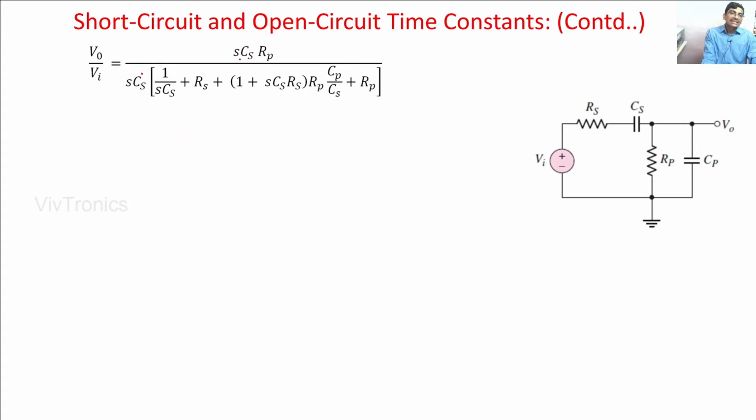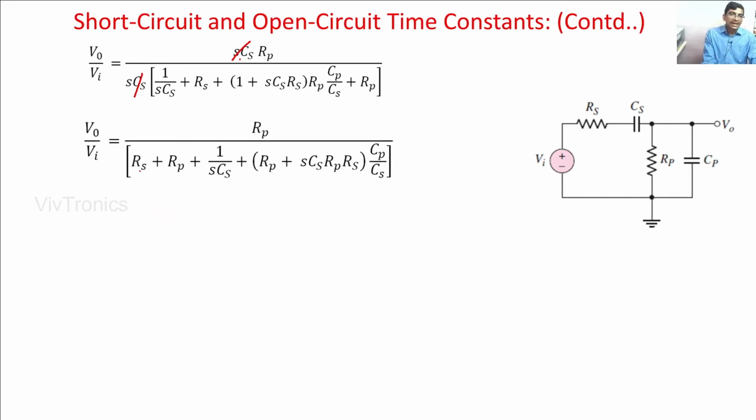Now we can cancel this SCS in the denominator and SCS in the numerator. Therefore, the above equation is RP by this term. Okay, RP by RS plus RP. So I am just rearranging the terms. RS plus RP one side plus 1 by SCS. Just I am multiplying with RP plus SCS RP RS into CP divided by CS, like that. Now we can take RS plus RP as common in the denominator.